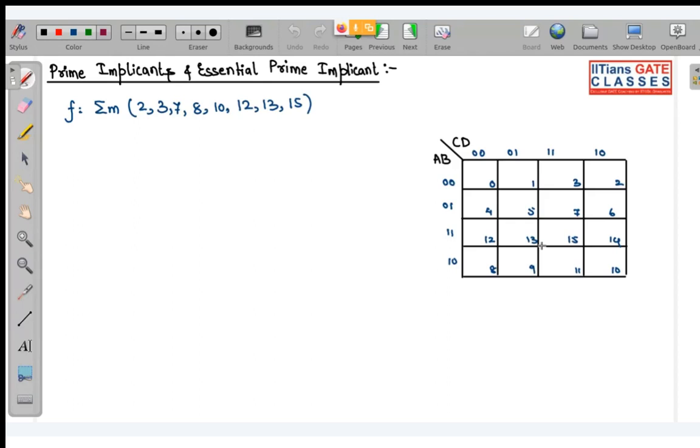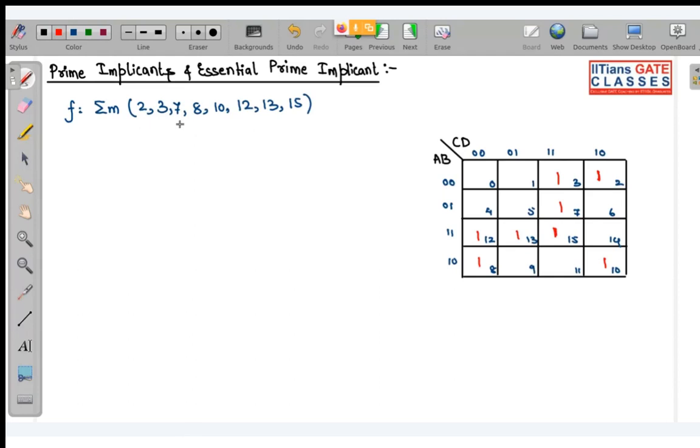So what do we mean by prime implicant, essential prime implicant? Let me assume I have a 4 variable function a, b, c, d, which has minterms like this. If I fill the cells, it's 2, 3, 7, 8, 10, 12, 13, 15. Okay, fine.